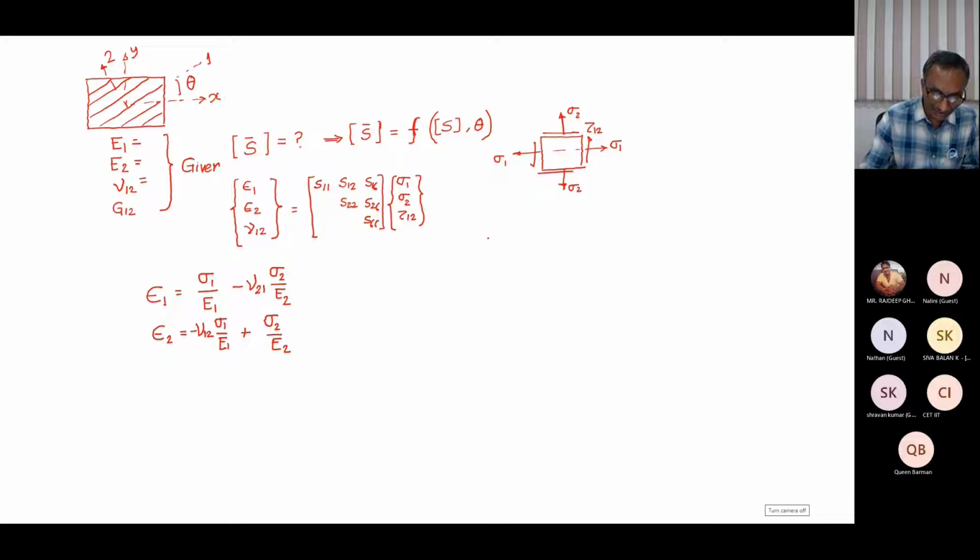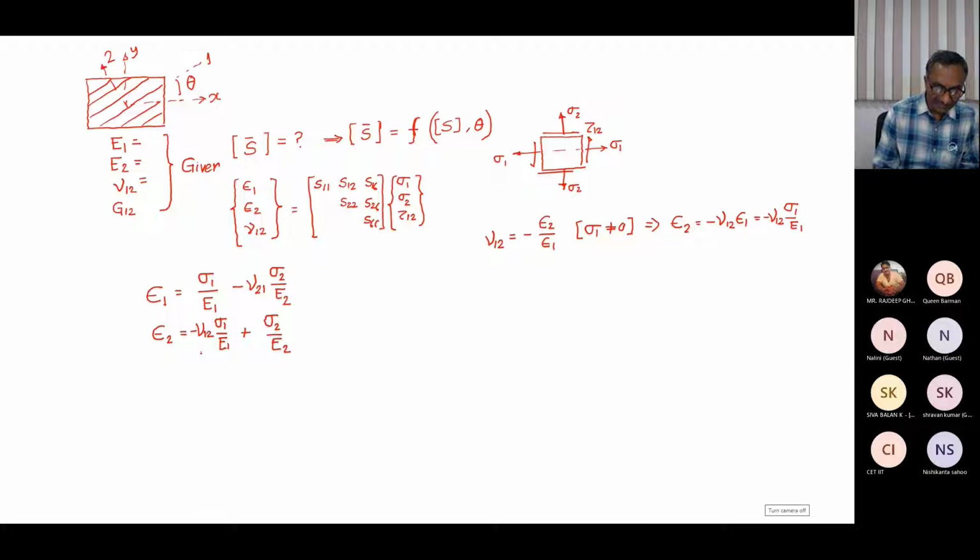Because how do we define Poisson's ratio? Nu 1 2 is equal to minus epsilon 2 by epsilon 1 when only sigma 1 is acting. Therefore, epsilon 2 is equal to minus nu 1 2 epsilon 1. What is epsilon 1? Sigma 1 by E1. Therefore, we have written this as the strain along 2 because of sigma 1.